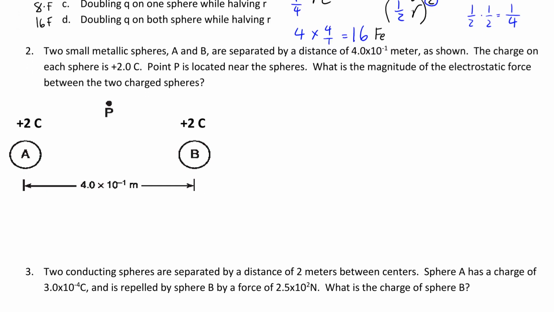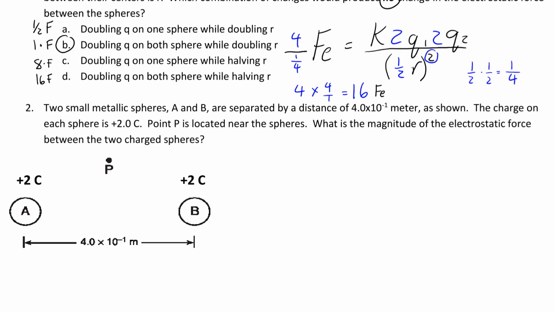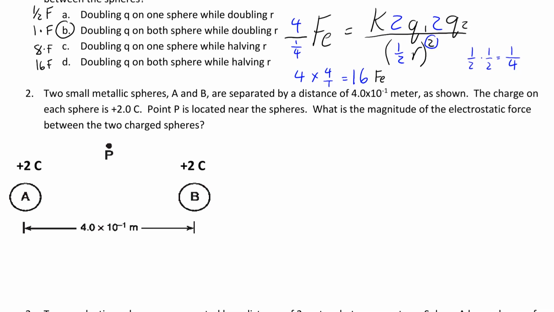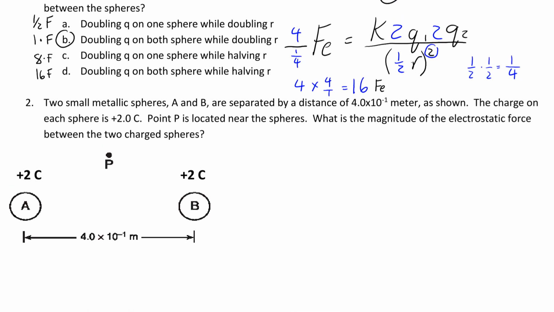All right, number 2 is slightly different. It's the same formula, but it's asking a different type of question. It wants you to calculate the actual force. So it says 2 small metallic spheres, sphere A and B, are separated by a distance of 4 times 10 to the negative 1 meters as shown. So the radius is 4 times 10 to the negative 1 meters. I'm going to move this over because I think I'm going to need some room here. And then it says the charge on each sphere is 2 coulombs. So Q1 is equal to 2 coulombs.